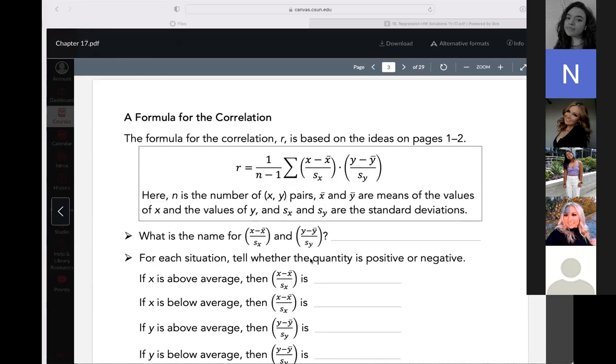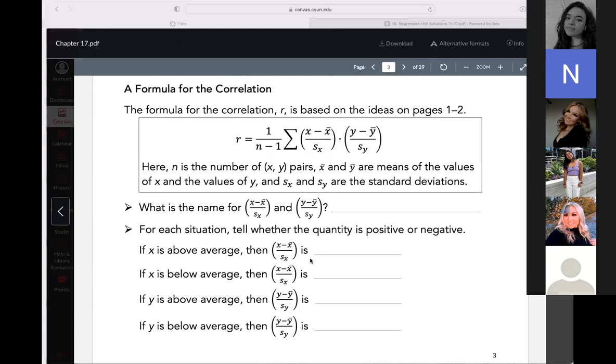Okay. So here is the actual formula for the correlation. The calculator does it for us automatically, which is really nice. But the formula says as follows. First, they're defining the letter that we use for correlation, which the calculator uses as R. No problem there. We do 1 over n minus 1.